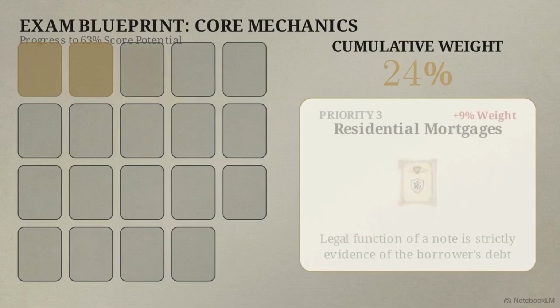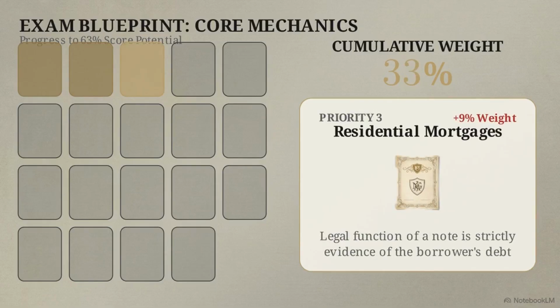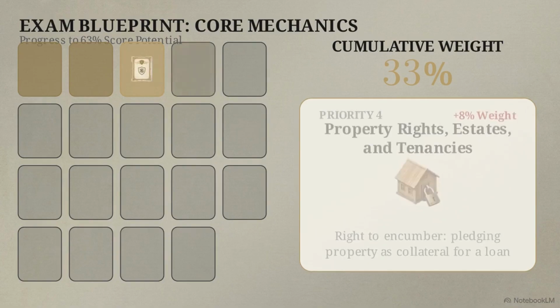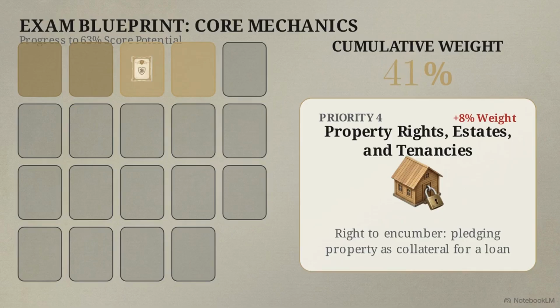Our diagram now advances to 33%, with Priority 3, residential mortgages. This covers 9 questions about lending instruments. You'll need to know that the legal function of a note is strictly to serve as evidence of the borrower's debt to the lender. Moving to Priority 4, we add 8 questions on property rights. This requires knowing specific legal definitions, like the right to encumber a property, which is simply the right to pledge it as collateral for a loan.